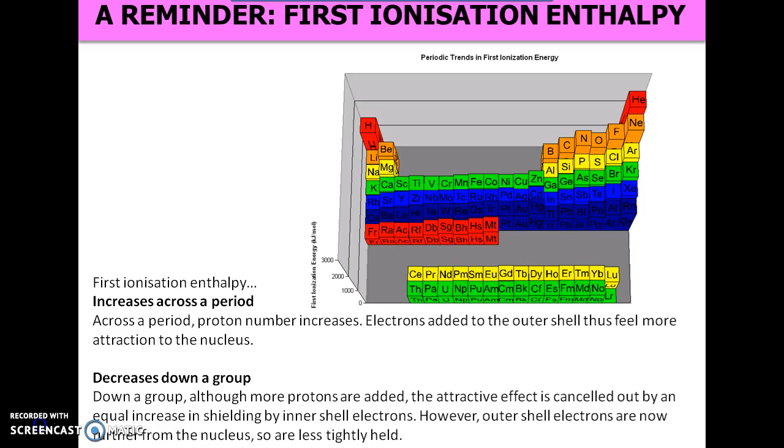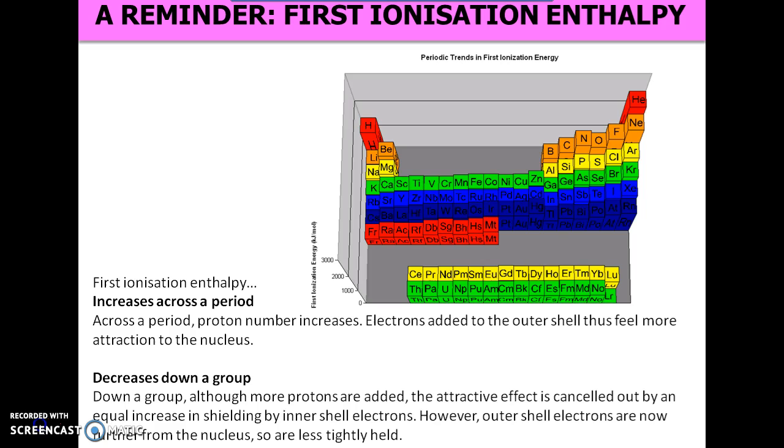So firstly, a bit of a reminder on first ionization enthalpy. Hopefully you remember that first ionization enthalpy is the energy required to remove 1 mole of electrons from 1 mole of gaseous atoms of an element. So we're looking at the outer shell electrons and the amount of energy that it requires for those to be removed, or for the first one to be removed.